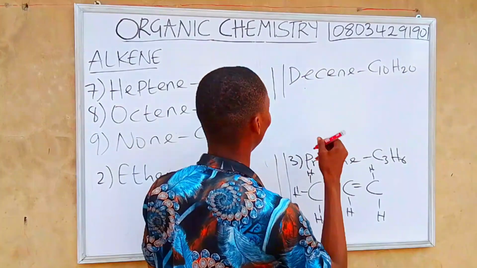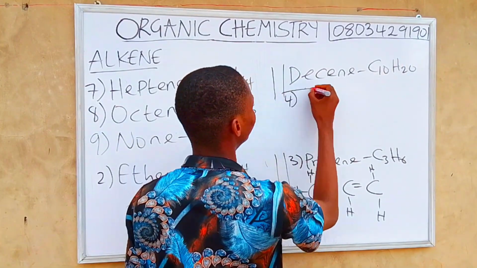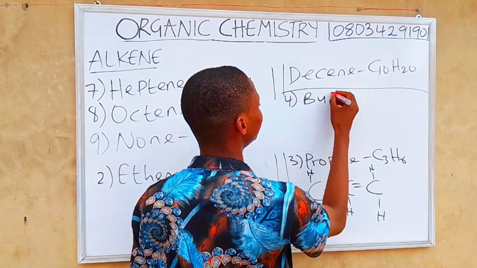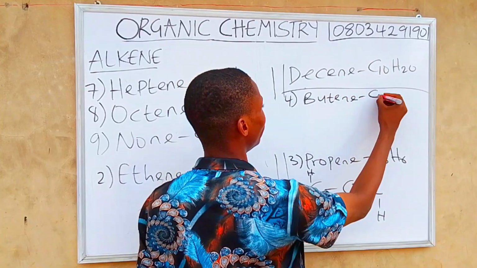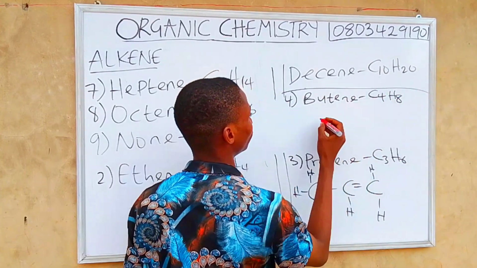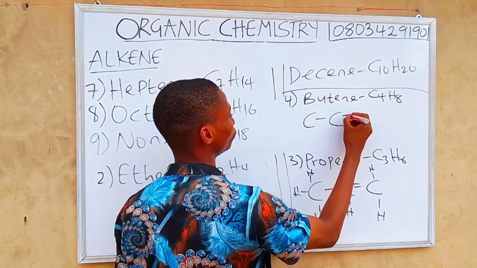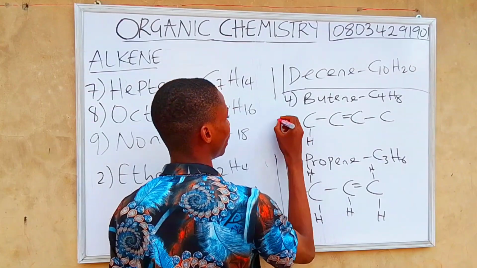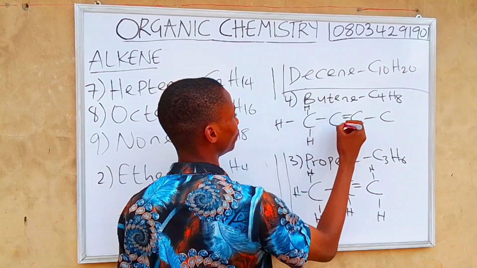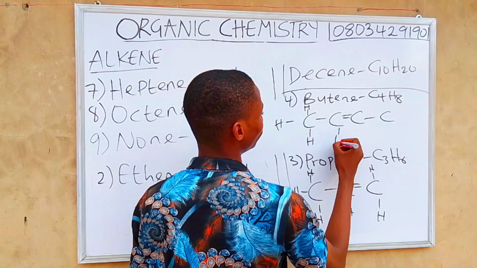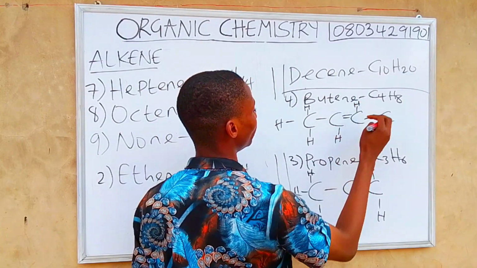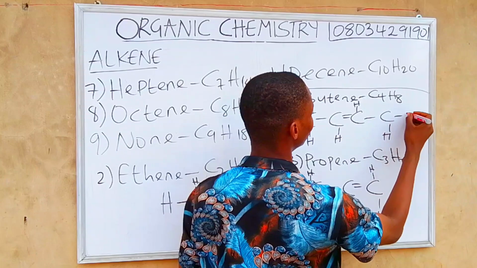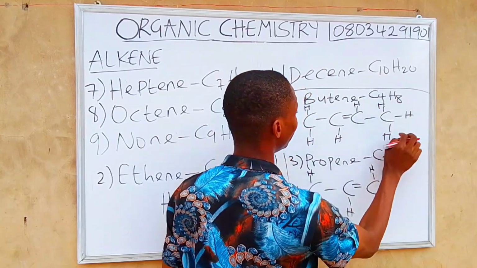So now let's move to butene. Butene is C4H8. 1, 2, 3, 4. So we have 3 hydrogen here. 1 is here. 1 will be here, making 5. So we have 3 here. 1, 2, 3, making 8.